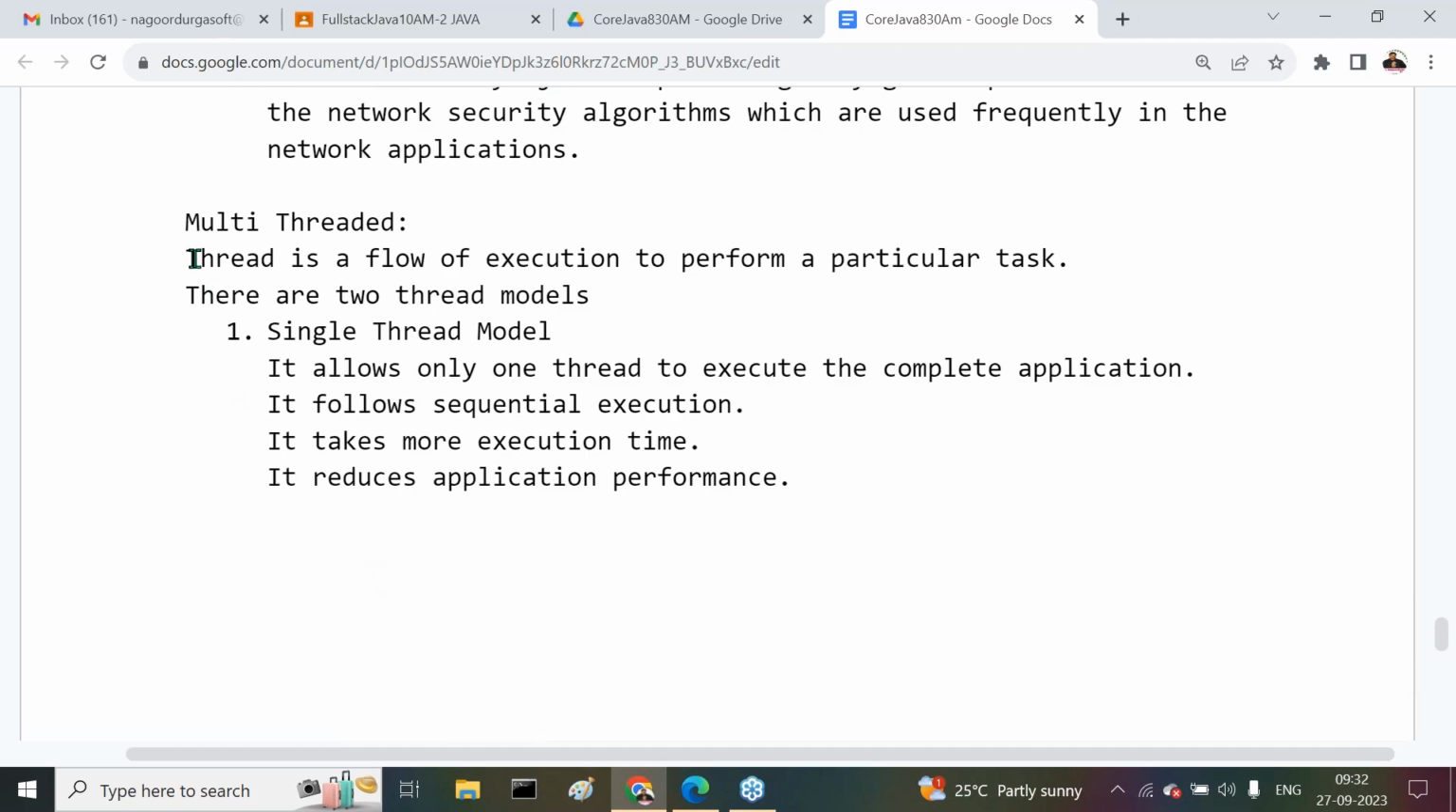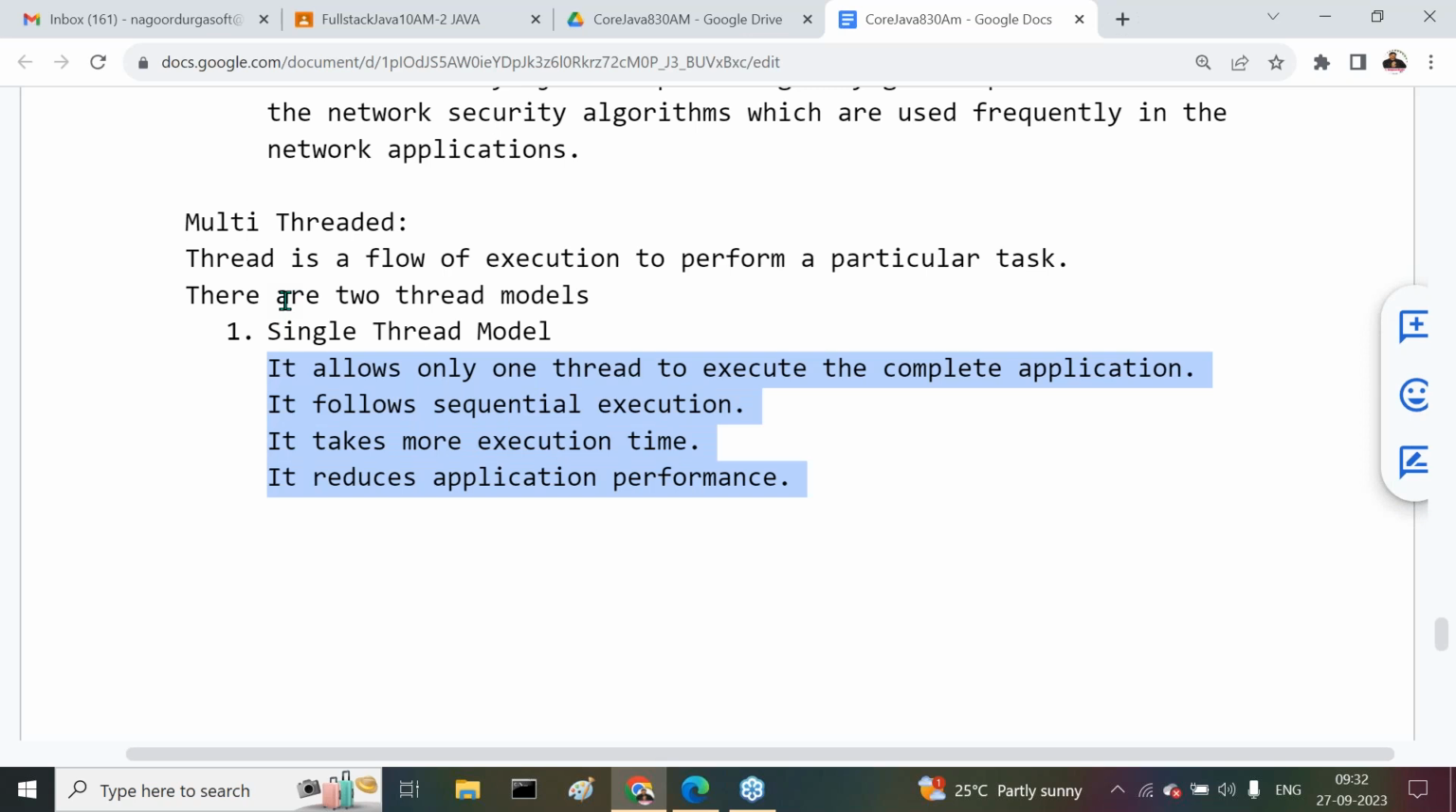So first of all, what is a thread? Thread is a flow of execution to perform a particular task. How many thread models are available, guys? There are two thread models. The first one is the single thread model, the second one is the multi-thread model. In the single thread model, it allows only one thread to execute the complete application. It follows sequential execution. It takes more execution time. It reduces application performance.